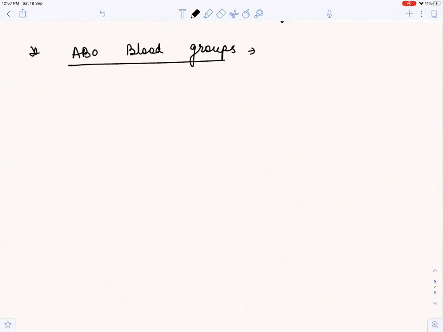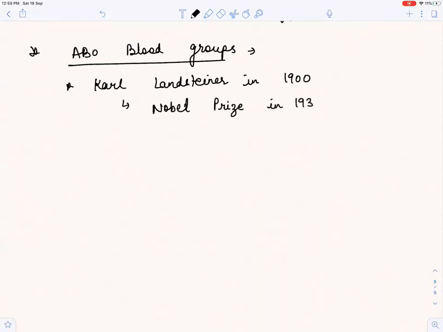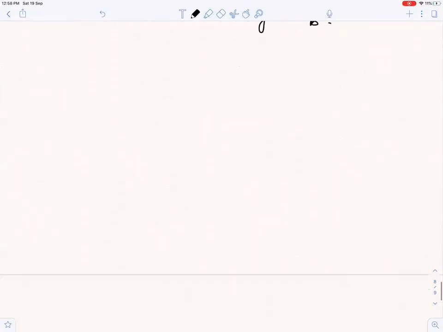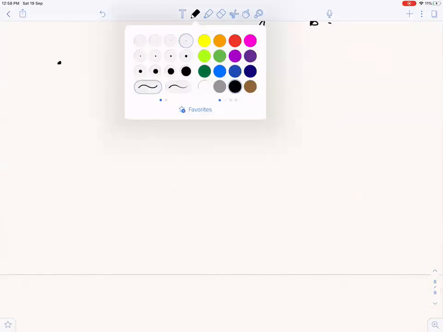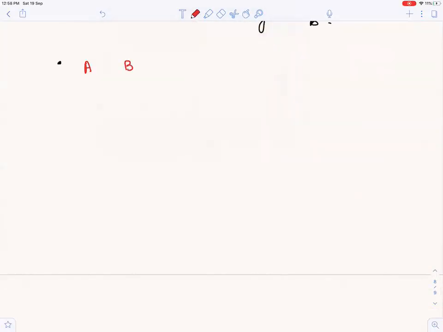So ABO blood group के बारे में हम शुरू करते हैं पढ़ना. It was discovered by Karl Landsteiner in 1900, और इनको नोबेल प्राइज मिला था 1931 में इनके इस काम के लिए. And his work is based on basically two antigens that he named as A and B. चलो अब हम देखते हैं ब्लड ग्रुप्स के बारे में. Let us see the first blood group, that is the A blood.